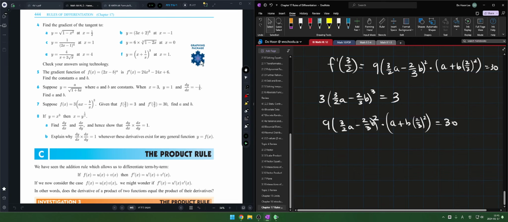But we do have 2 equations, and we do have 2 unknowns. I'm pretty sure we can go somewhere from here, right? Let's see what I can do. Okay, maybe I'll try to divide the second one by 3. I have an idea.